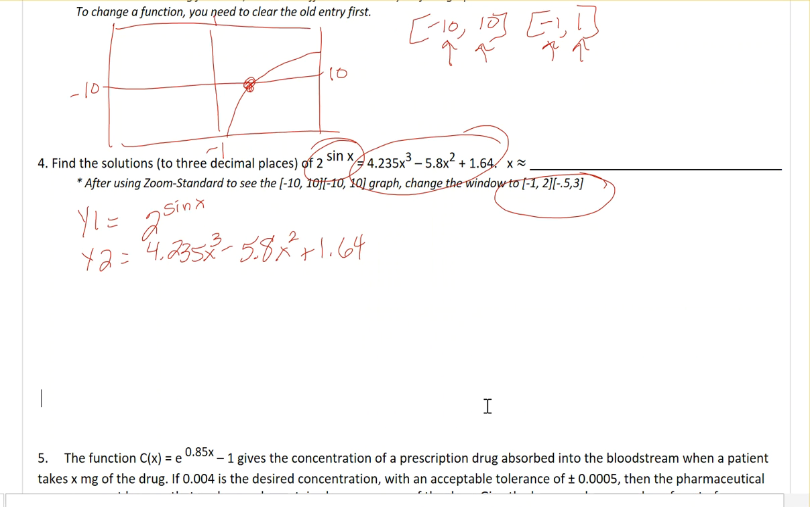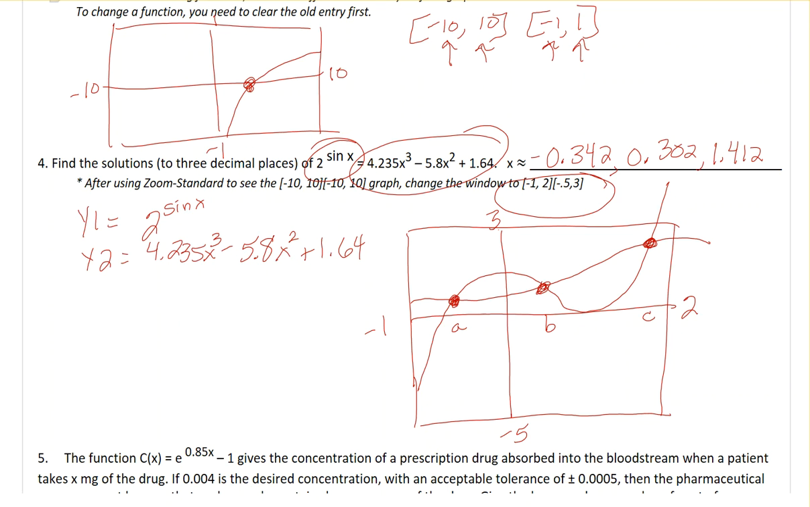So let me change windows here. Remember, we simply wanted this 2 to the sine x to be equal to this cubic polynomial. So we've found 3 values of x that make these equal. So I'm going to draw my graph on my paper, and I'm going to list these 3 values, and then I will be back with you.